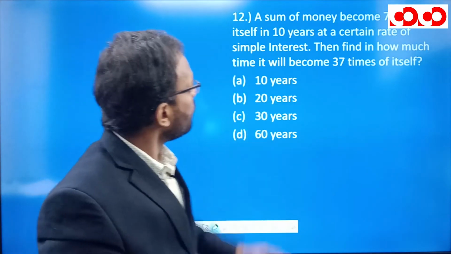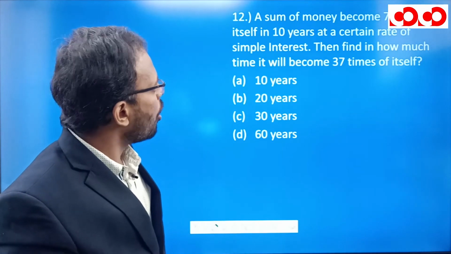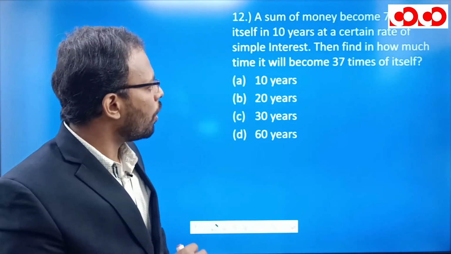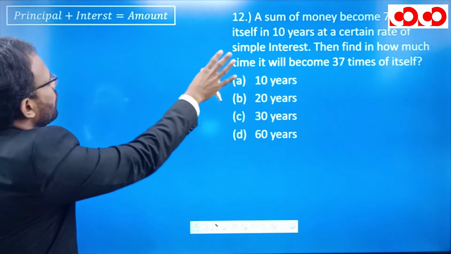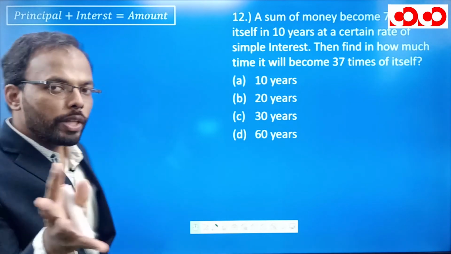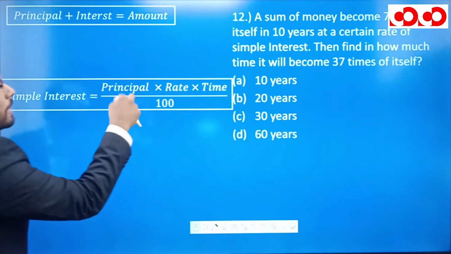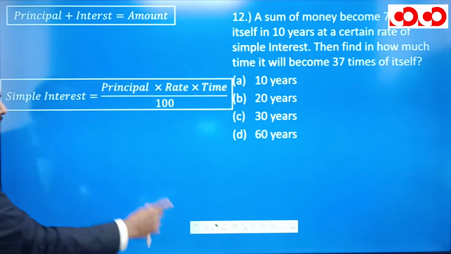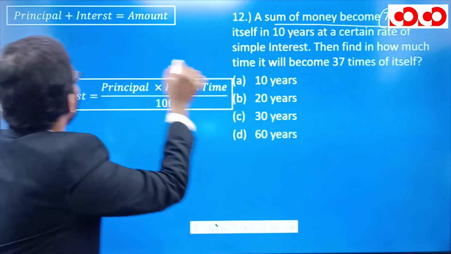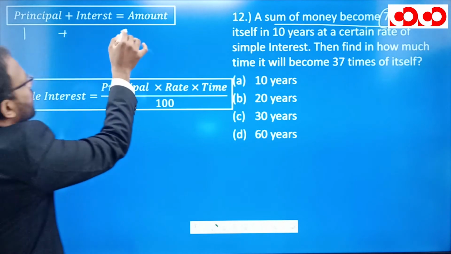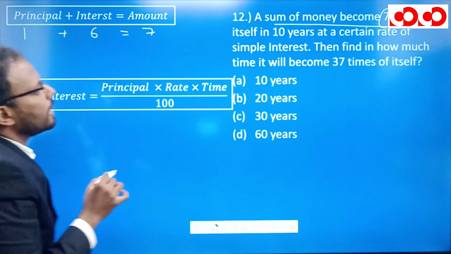See, a sum becomes 7 times in 10 years at a certain rate of interest. Then find in how much time it will become 37 times of itself. See, we know that principal plus interest is equal to amount, and we are dealing with simple interest. So this interest over here is simple interest, which is nothing but principal into rate into time divided by 100. Now let us go on to the question. The sum becomes 7 times of itself. It means if the sum was 1, now it has become 7 times. So how much interest did you give? You give 6 as the interest.